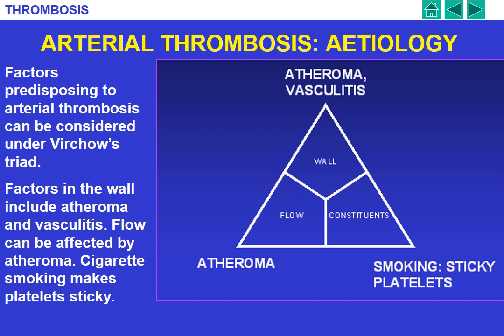If we think specifically about arteries, then changes in the wall which can promote thrombosis are atheroma, by far the commonest predisposing factor, and also the rare condition vasculitis, which means inflammation of the wall of a vessel. Atheroma also alters the flow of blood, and this can make some contribution towards a tendency to thrombosis. And finally, if we consider constituents of blood, one example here is smoking. Smokers have sticky platelets which are much more likely to promote thrombosis.